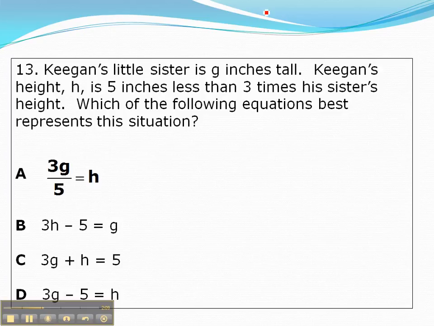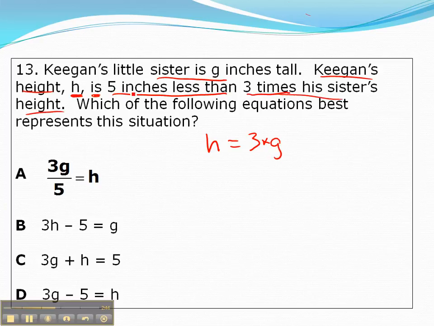So when it says Keegan's height, h represents his height. H is the same as saying h equals. H equals what? 5 inches less than, so we know we're subtracting 5 from something. What are we subtracting it from? 3 times his sister's height. What is his sister's height? It says up here that his sister is g inches tall. So 3 times g would be 3 times his sister's height.